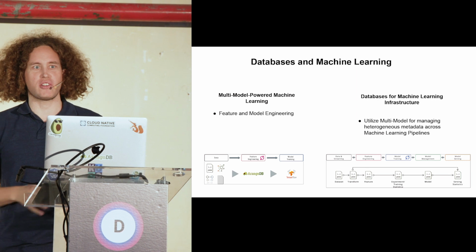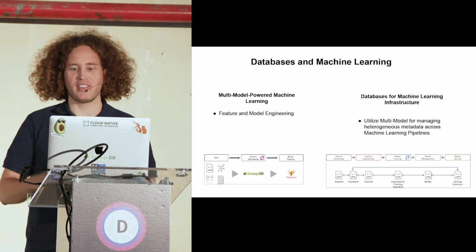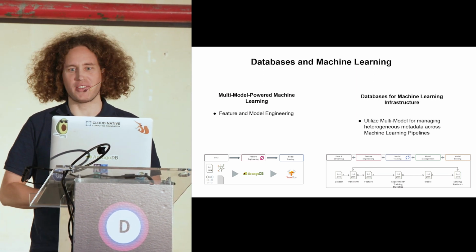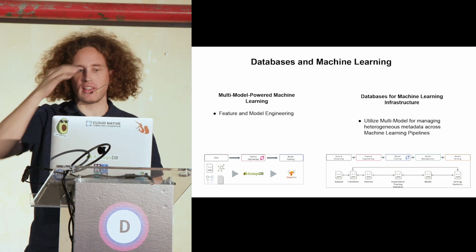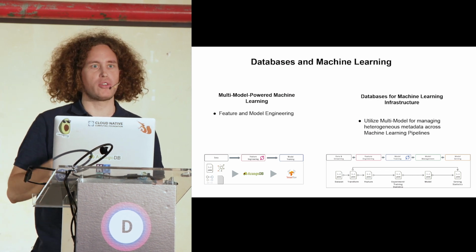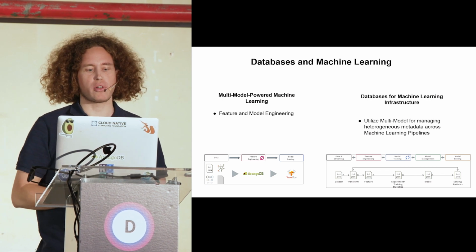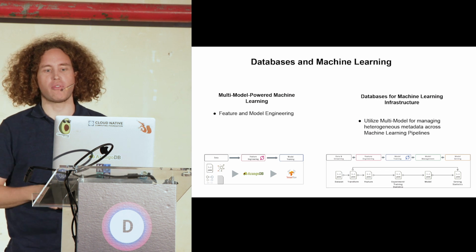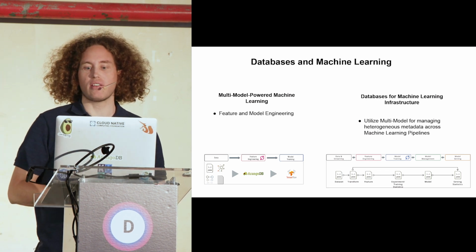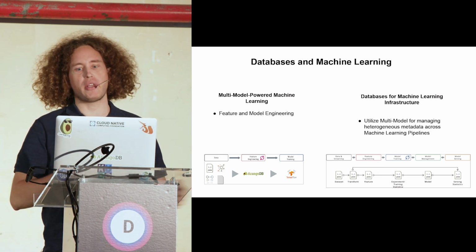So if we look at that, there are basically two parts. This is a TLDR slide. If you've seen that and you feel this isn't interesting to you, feel free to leave. The first part is how can we leverage multi-model capabilities, for example graph processing, as part of a machine learning pipeline, for example for feature engineering. And the second part is this from data to data.